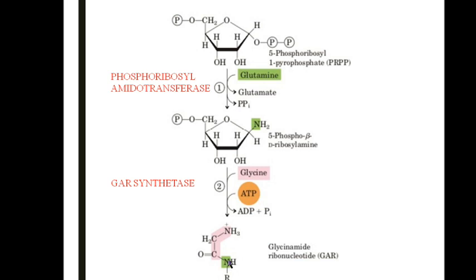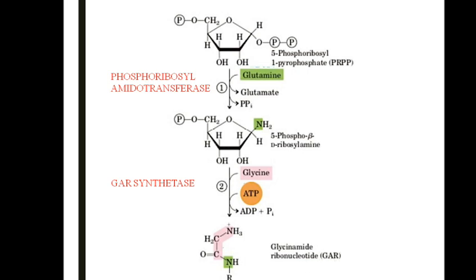Already one amino group, that is one nitrogen, we got it here from the glutamine. The second nitrogen we got from the glycine, and 2 carbons are also from the glycine. That is C4, C5. We are ready with C4, C5, we are ready with N7, and we are ready with the amino group of the glutamine. Now, this compound we call glycine amide ribonucleotide at this junction.